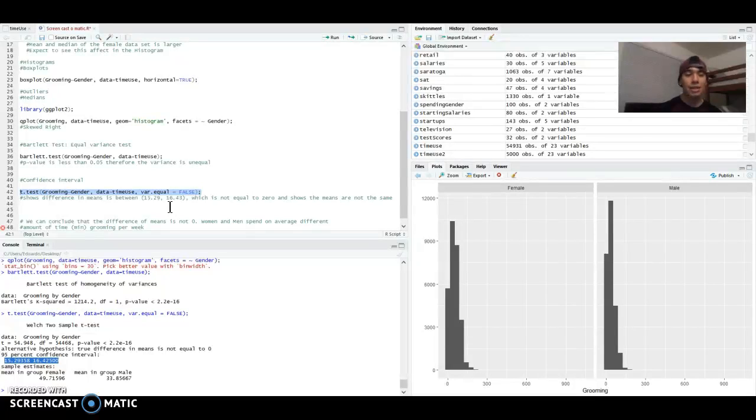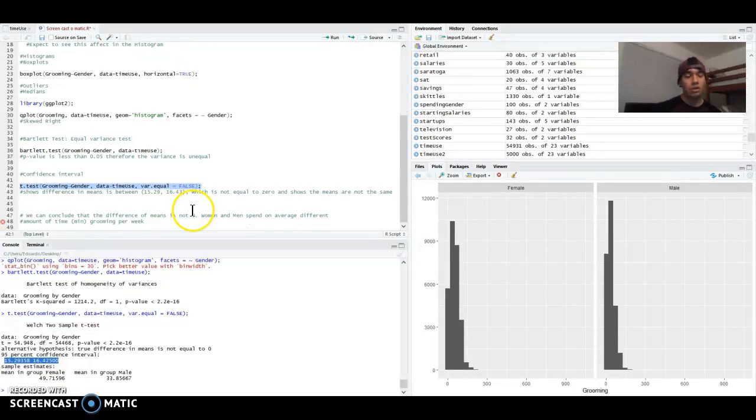So of course that is not 0, it does not include 0. Therefore we can conclude that the means are not the same. So at the end we conclude that the difference of means is not 0, and that women and men spend on average a different amount of time grooming per week. I hope this helped you learn how to do these problems.